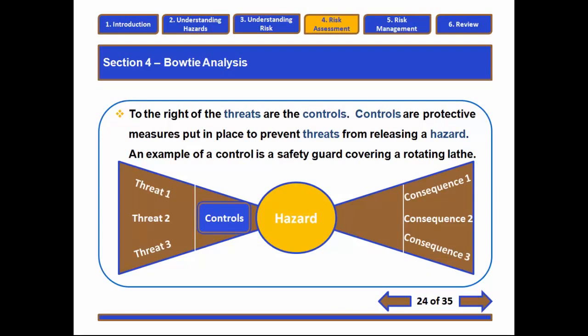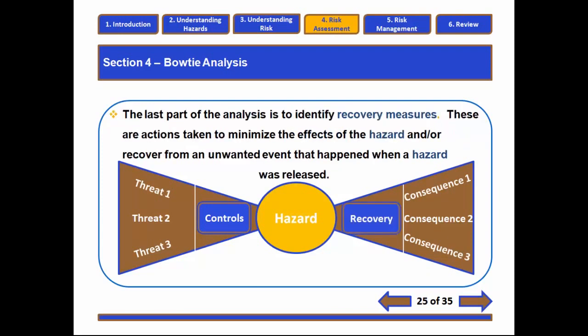And then on the other side of the hazard, we want to talk about recovery measures. These are actions that you take to minimize the effect of the hazard or recover when the hazard manifests as an unwanted event. So now we've got our bow tie. We have threats. We have the controls to prevent the threats from causing the hazard to manifest. We have recovery measures to, once the hazard manifests, prevent it from causing consequences. And then we have the consequences on the right-hand side.